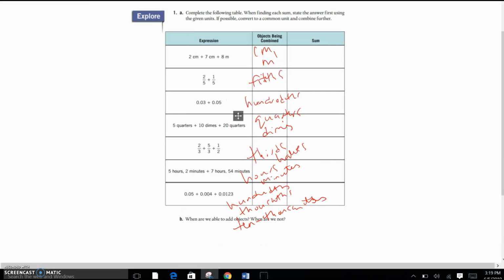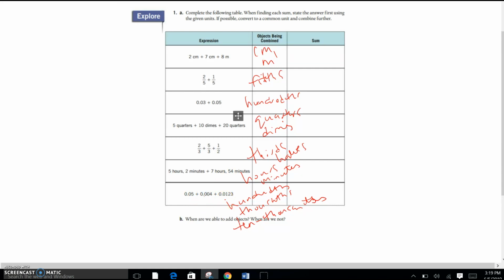Okay, so in the first one, we're adding centimeters and meters. So we have 2 units. Fifths are our unit here because remember your denominator is your unit. So fifths. Hundredths, because they're in the hundredths place. Here we have what? Quarters and dimes. Here we have thirds and halves. And hours, minutes and minutes, and then hundredths, thousandths, and ten-thousandths.